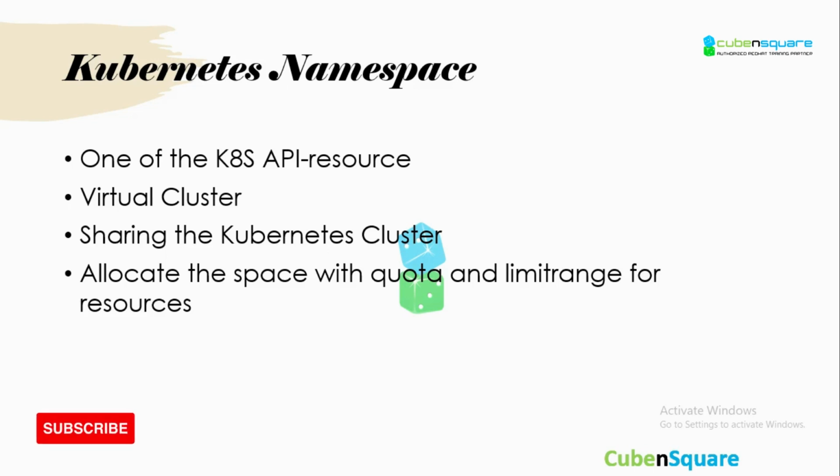When multiple teams are looking for access on the Kubernetes cluster, we can create individual namespaces and give them to the respective teams. And when we create the namespace, we also have to make sure that we set the resource quota and limit ranges. We'll be talking about all these things in this particular session.